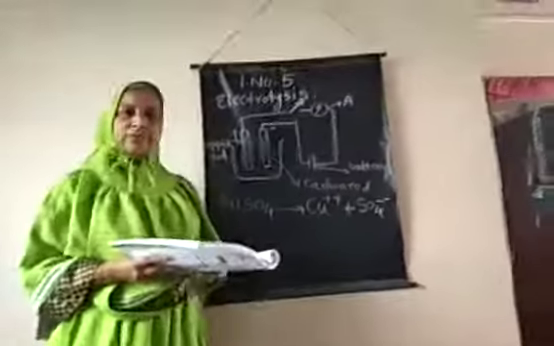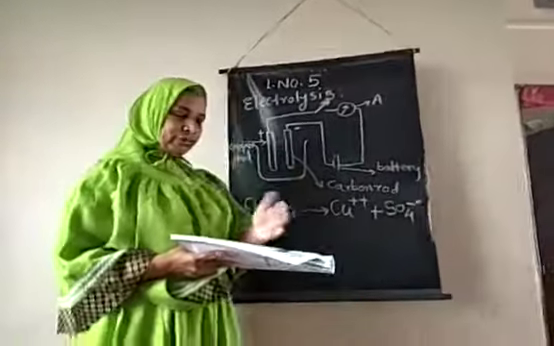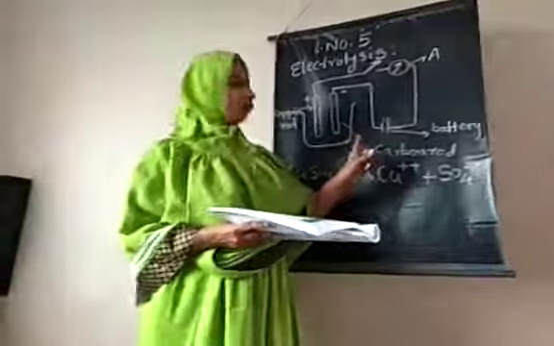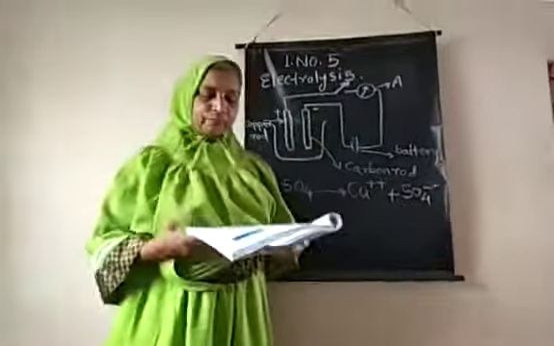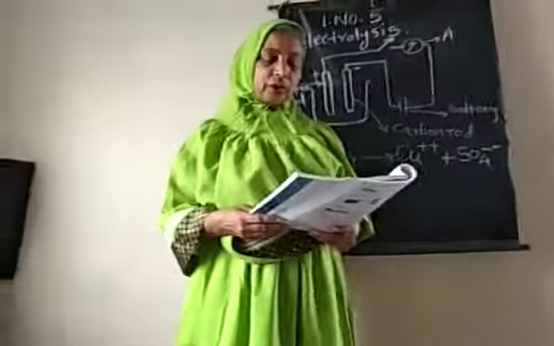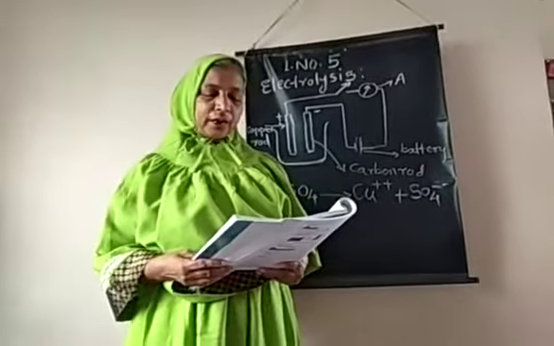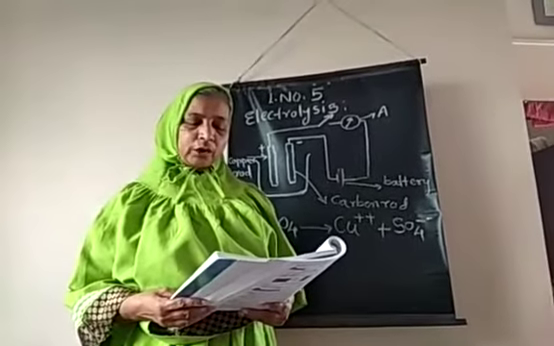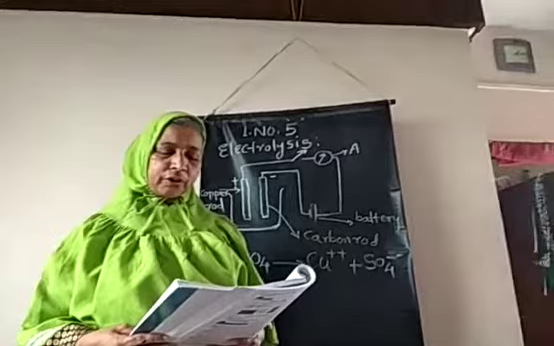One is electrolysis. Before explaining, first I will read the paragraph and then I will explain with the help of the figure. Electrolysis procedure: take a solution of 1 gram copper sulfate in 50 ml water in a 100 ml capacity beaker.